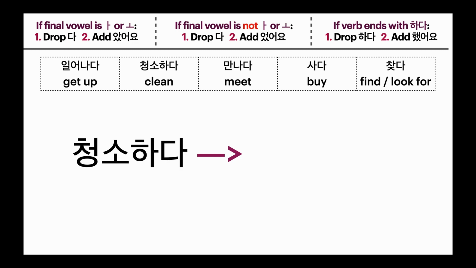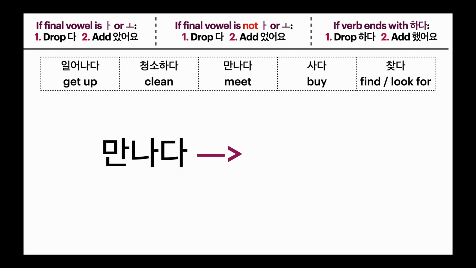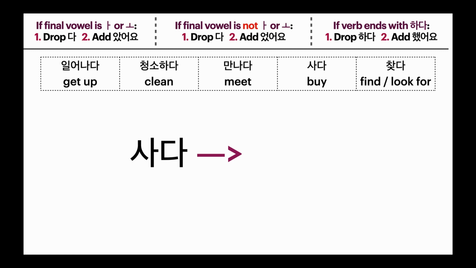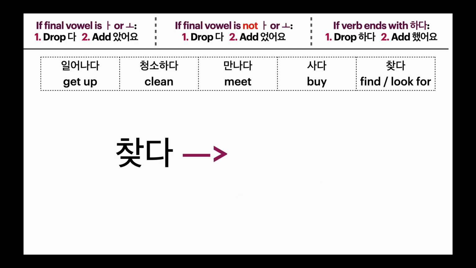청소하다. 청소했어요. 만나다. 만났어요. Again, this na, a vowel merges together. 사다. 샀어요. And not 사았어요. 샀어요. 찾다. 찾았어요.